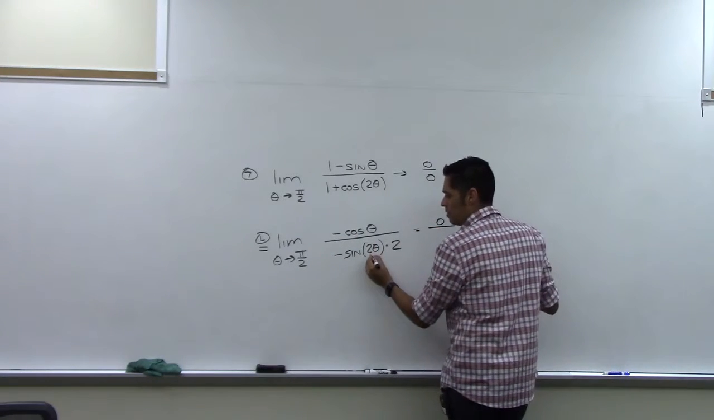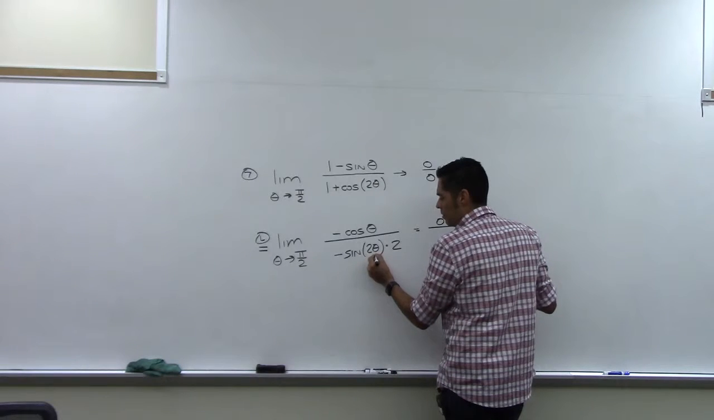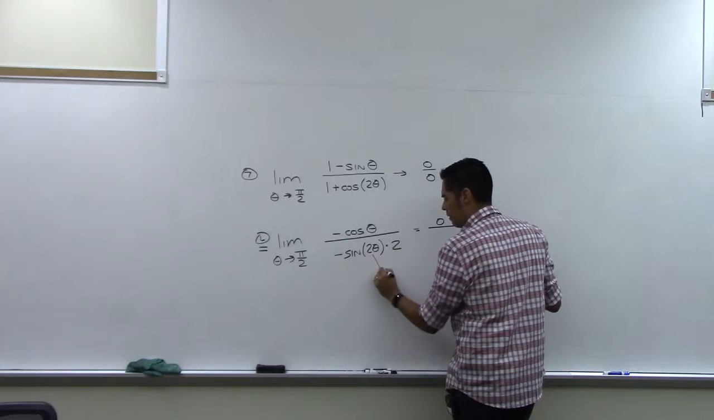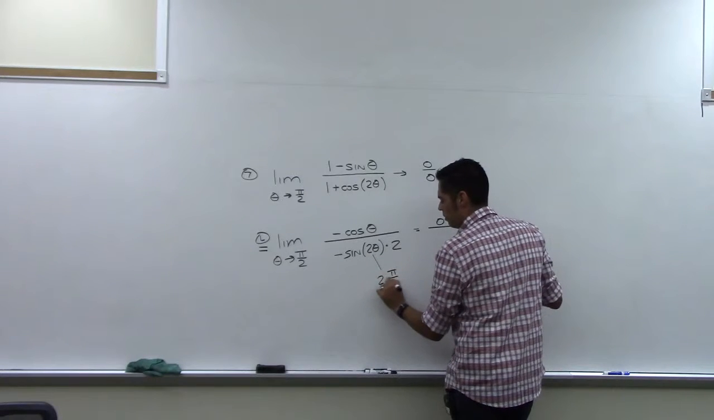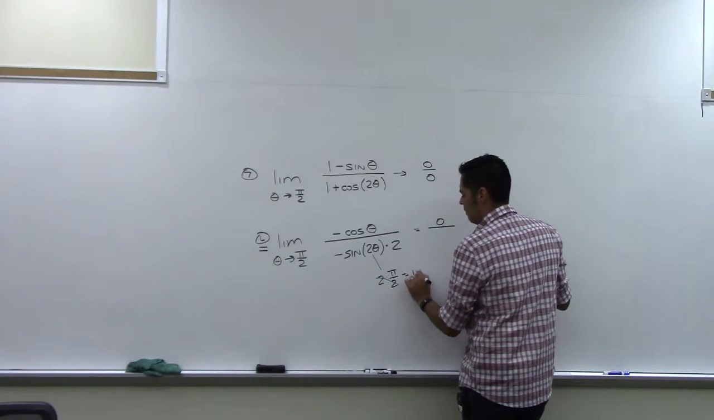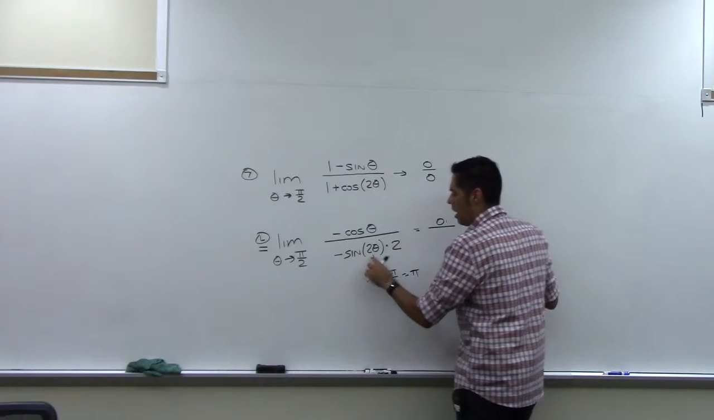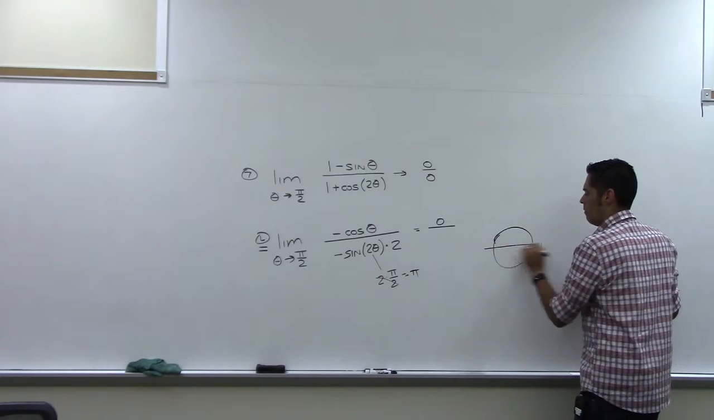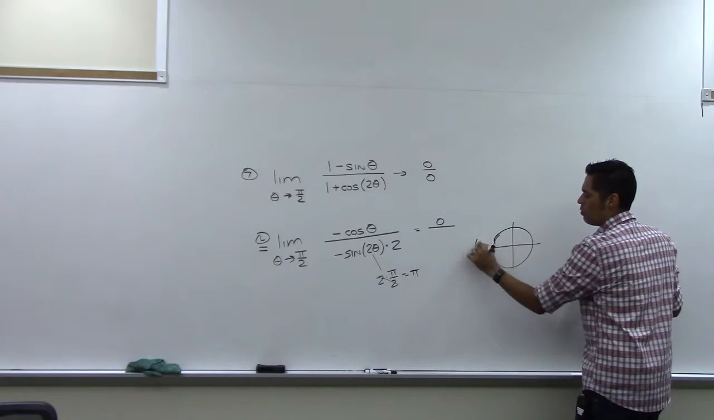And now let's try this. We're going to plug pi over 2 in right here. So if we plug in pi over 2 right there, 2 times pi over 2, we just get pi. And sine of pi is the y-coordinate over here.